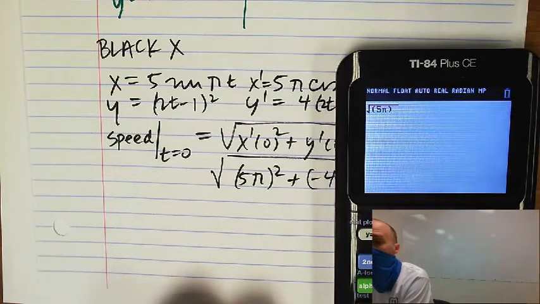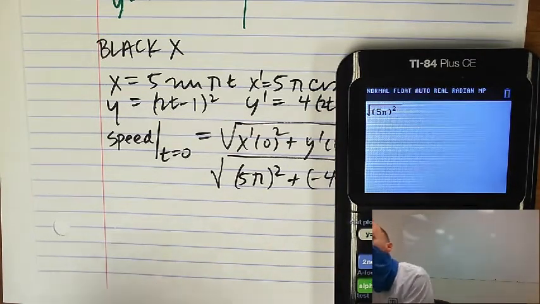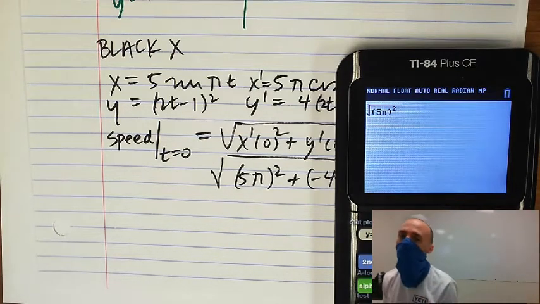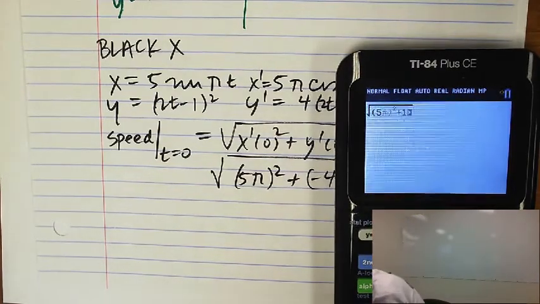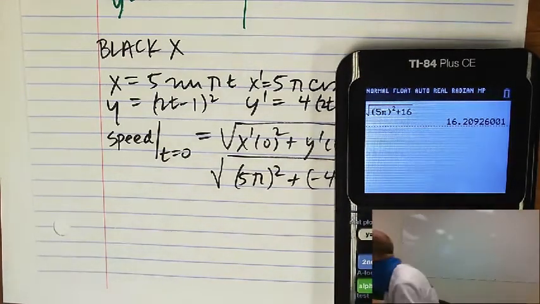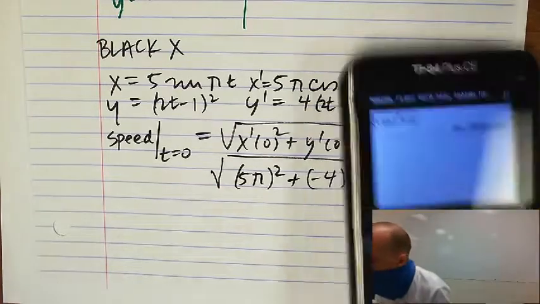Okay, it's really important that you put that in parentheses, because if you just square 5 pi without them, it's only going to square the pi, right? Because it respects PEMDAS, it wants to do exponents before multiplication by 5. And then I'm going to add 16 to it, and then I'll get 16.209, and that's answer choice D.